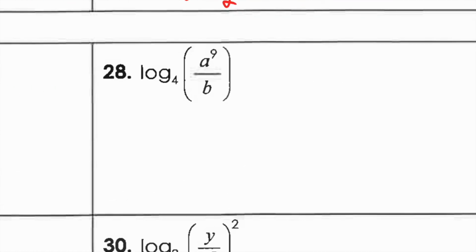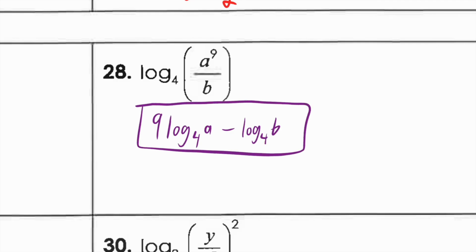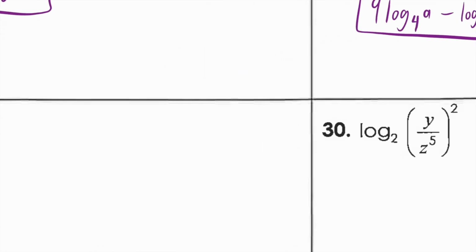And so 28, we're going to have 2 separate logarithms with a minus sign in the middle, one for the a and one for the b, and 9 will be a coefficient. So we'll have 9 times log base 4 of a minus log base 4 of b as our answer, and that's fully expanded. 29.